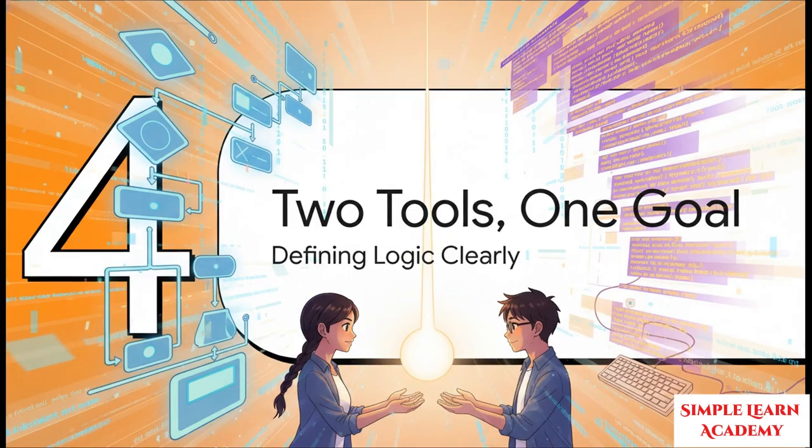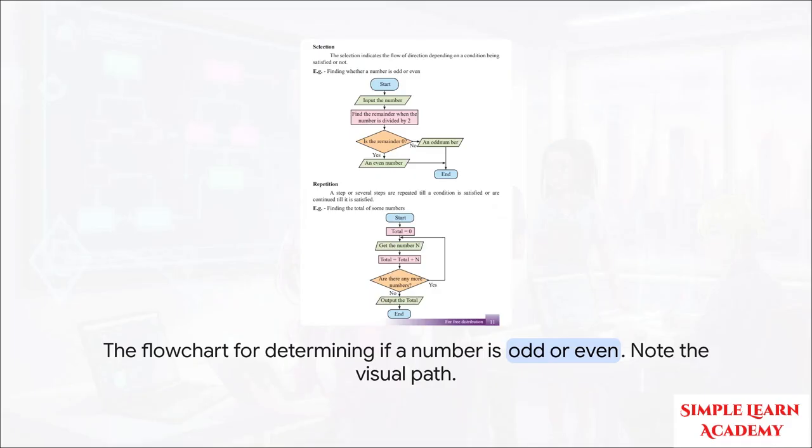So, we've got the visual flowchart and the text-based pseudocode. They look completely different, but they have the exact same goal: to define the logic of a problem so clearly that there's no room for confusion. Let's actually put them side by side. Okay, remember this flowchart for checking if a number is odd or even? We get a number, we do a calculation, we hit that decision diamond, and then we show the result. It's a nice, clean, visual path.